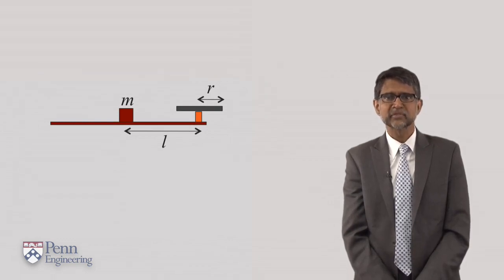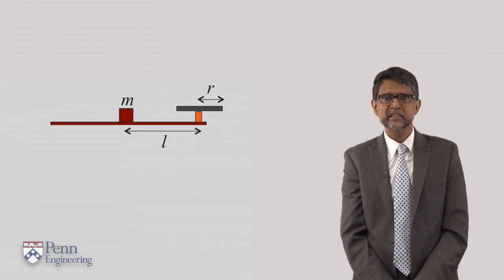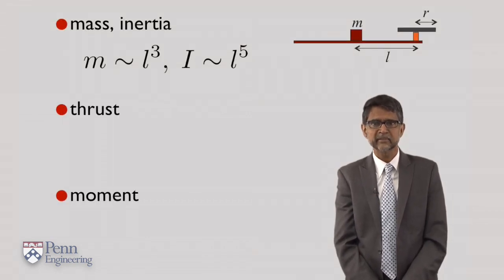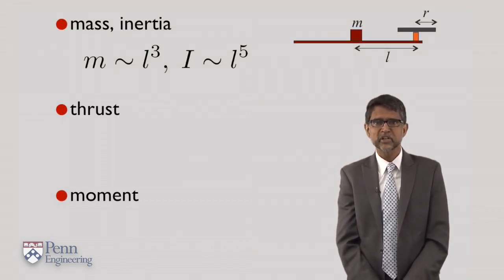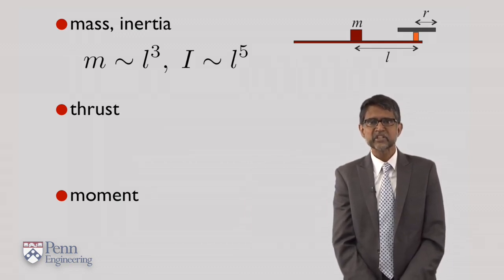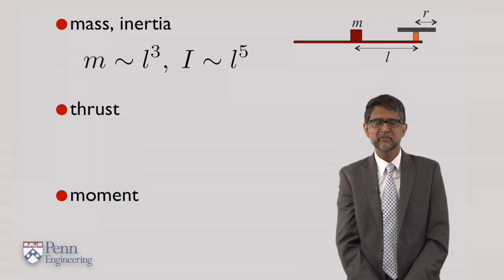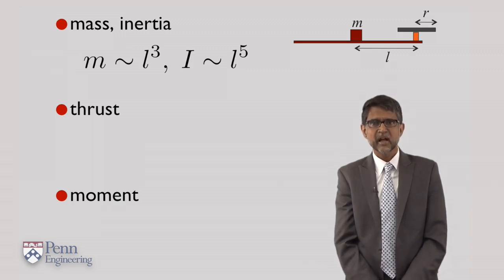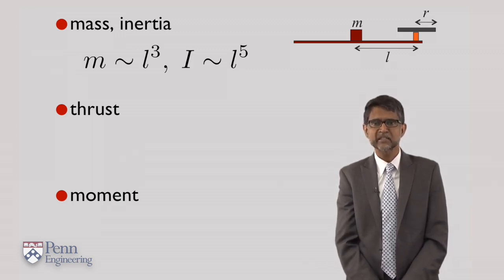If you look at the mass of the vehicle, it scales as the cube of the characteristic length, and the moments of inertia go as the fifth power of the characteristic length. Very simply, mass scales as volume, and volume goes as L cubed. Moments of inertia go as mass times length squared, and therefore it scales as L to the fifth.